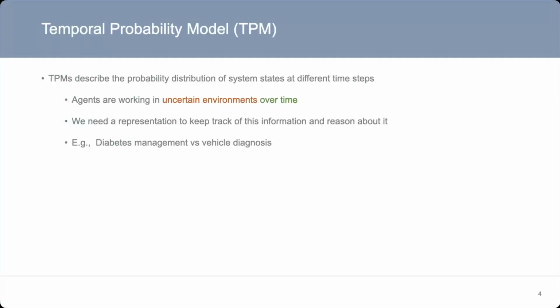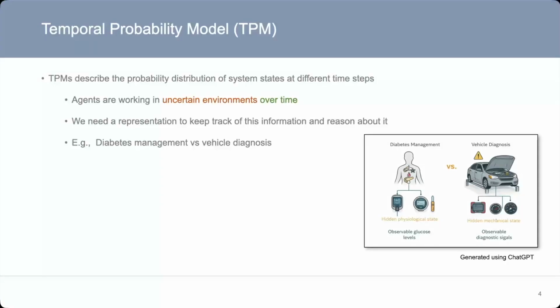For example, diabetes management is a type of temporal probability model, whereas vehicle diagnosis is not. Managing diabetes means tracking blood sugar as it fluctuates, using test results and symptoms as clues. In contrast, when repairing a car, we assume that whatever is broken remains broken during the process of diagnosis, and our job is just to infer the state of the car from the observed evidence, which also remains fixed.